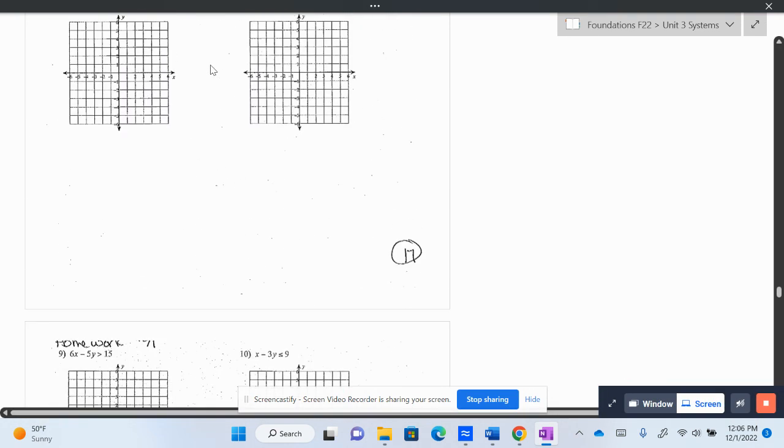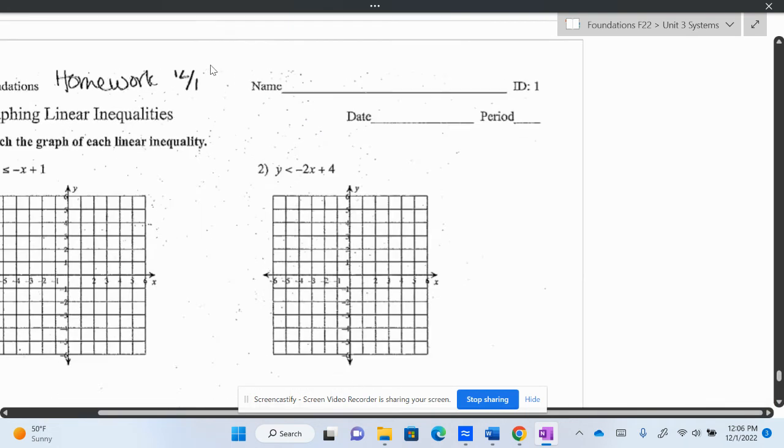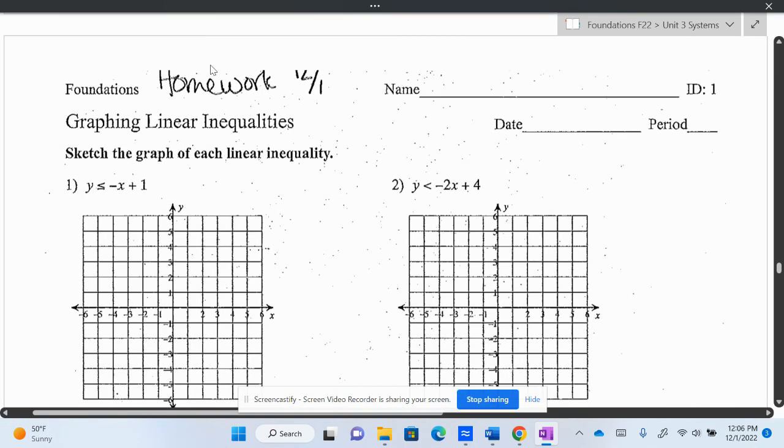Okay. So you guys are doing 10 questions. You are graphing them. You have 10 questions. There is zero reason for you to not finish this. Zero. Yes, you can listen to music.